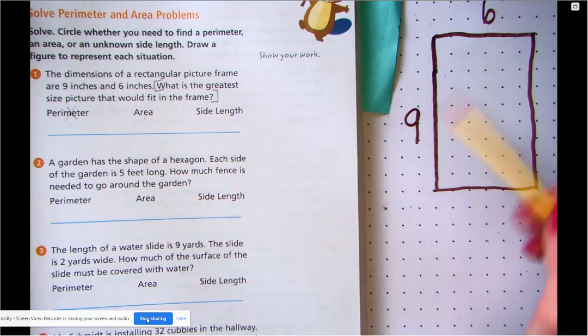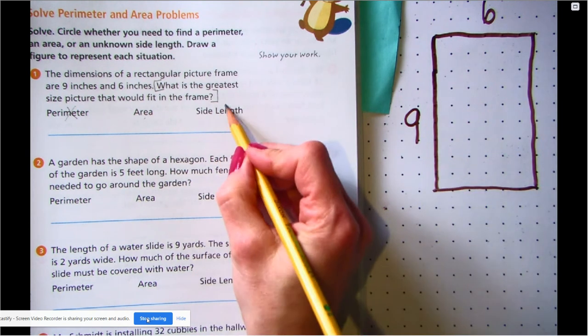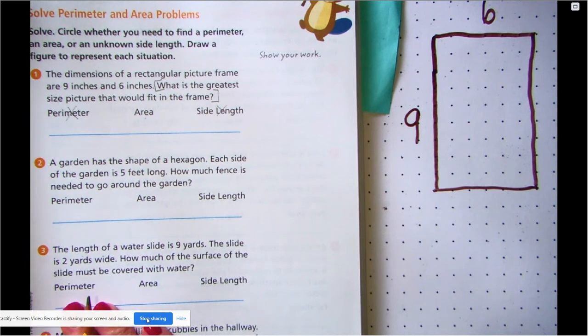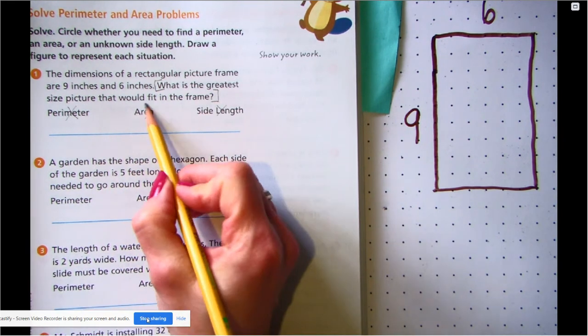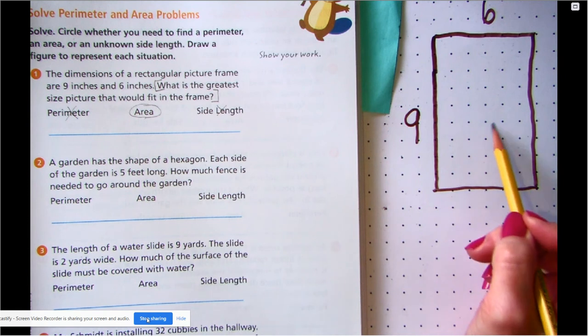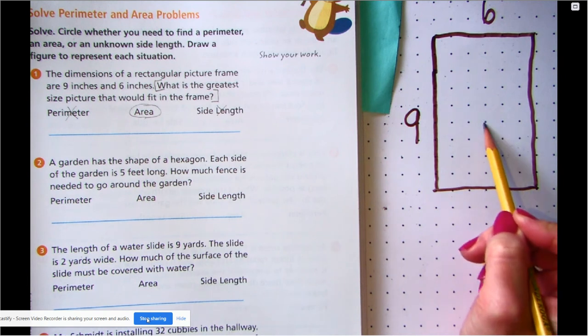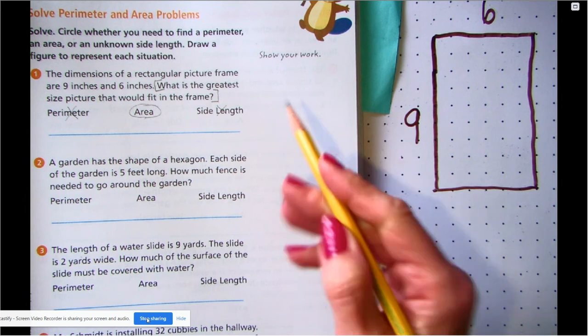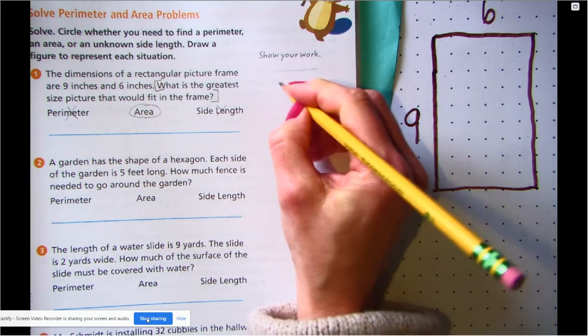Well, they gave me the side lengths, so I'm not looking for an unknown. I have the information. So this is going to be an area problem. And remember, when we're solving an area problem, we multiply the side lengths. So let's take a minute and transfer this shape onto this white space right here. We're going to redraw it.